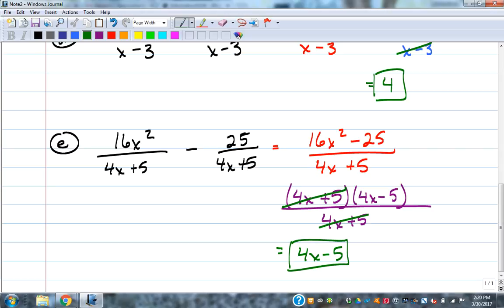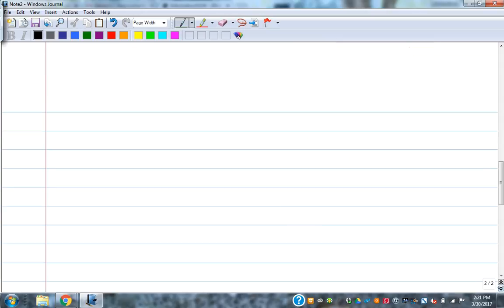All right. So far we've been real nice to us, and they've said, okay, the denominators are already the same. Well, let's get to the ones where they're not. Okay, so 3/7 plus 5 over x squared.